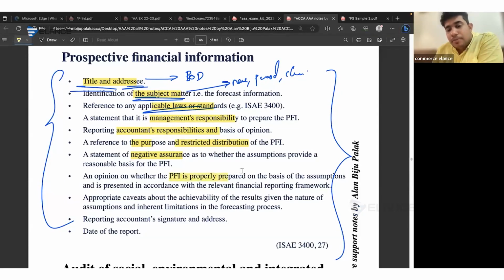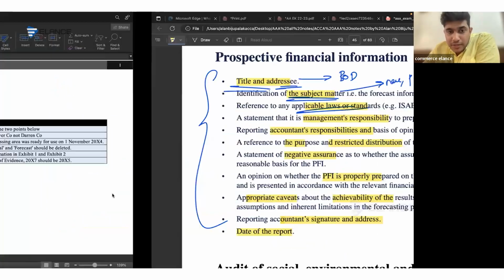Then the PFI will be prepared on the basis of assumptions. Then we need to consider achievability and provide a caveat, which means we need to include a statement that the actual results might vary from the forecasted figures, as the forecast is based on assumptions. On the basis of changes in market conditions, the final value might also vary. You may include a statement like that. That's called a caveat. Then the accountant's signature and address, as well as the date of the report, have to be provided. So this will be the reporting format of a PFI engagement.